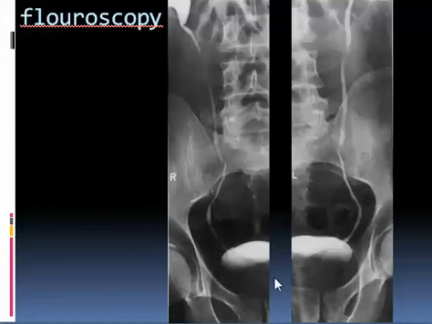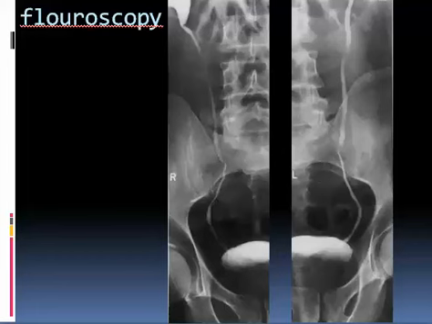Of course, the bladder here is not filled completely. This is a partially filled urinary bladder, and it looks as if there is a mass elevating it, but here of course this is the levator ani muscle tone, which can produce such an appearance.